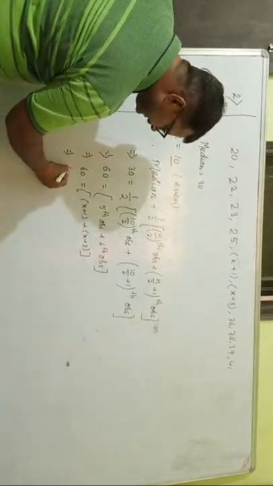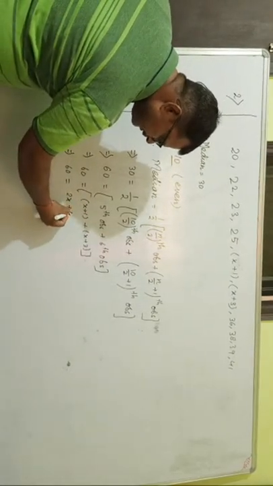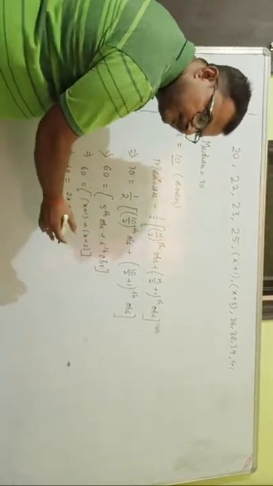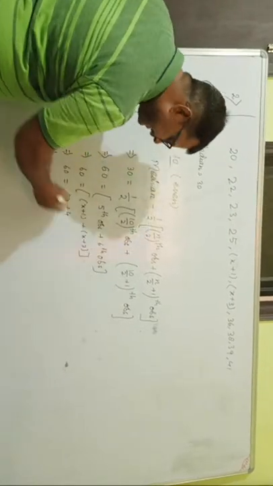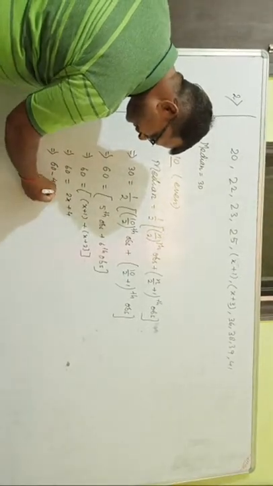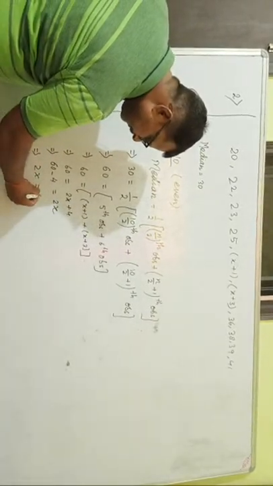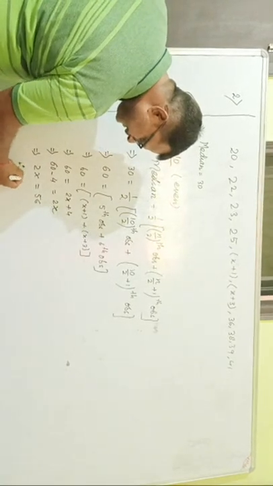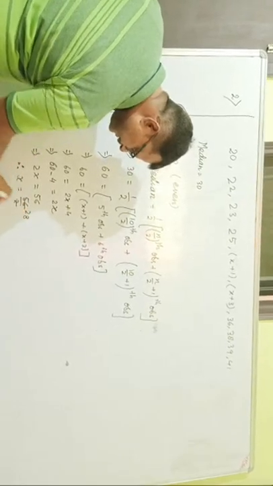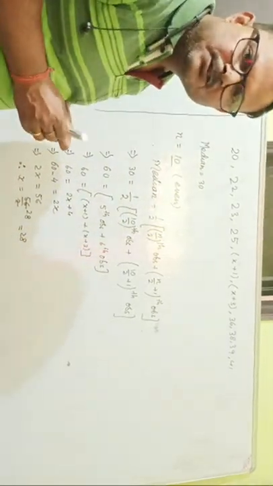Here you will write 60. And then x and x, 2x. 3 plus 1 is 4. Now, 4 can be transposed to this side. Transpose means send any term from left to right or right to left. The sign will be changed. You know, this is the basic rule of solving an equation. Then 2x is equal to 56. Therefore, x is equal to 56 upon 2, which means 28. So the value of x is 28. I hope you get this question, this solution.